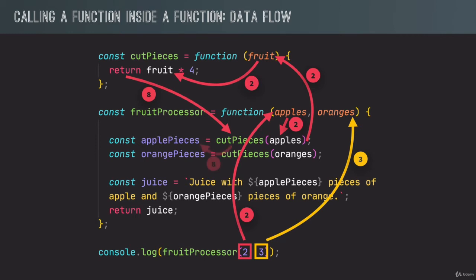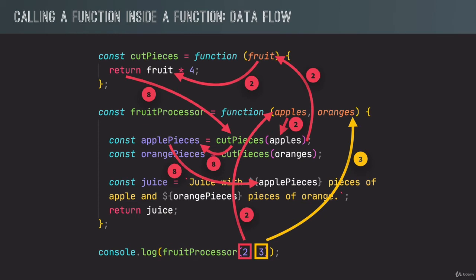And so that's the value that we then store into the apple pieces variable. And from there, we will then build this juice string that we have down here. Okay? So take a moment and analyze exactly how the data flows from one function to another, because I know that it can be a little bit confusing, especially calling the cut pieces function here without a tangible number.